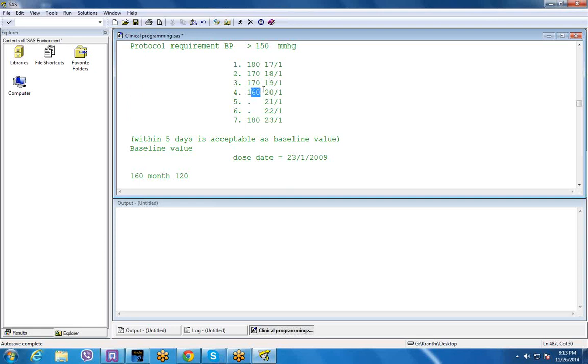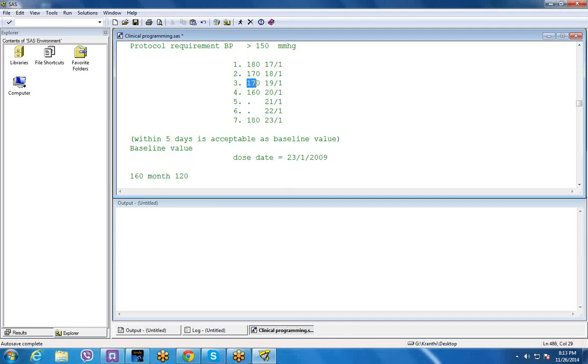I am considering 160. Why 160, not 180? Because the dose-given-date value should not be considered. Why? Might be you have collected it after giving the dose. There is no time, right? So we should not take this one. Then on 22nd he was absent, and on 21st also he was absent. Then what's the recent value? That is 20th January. So we consider this 160 as the baseline, the value used for the calculation purpose.